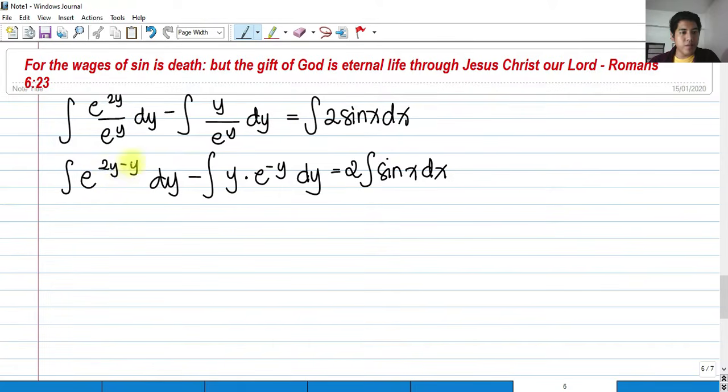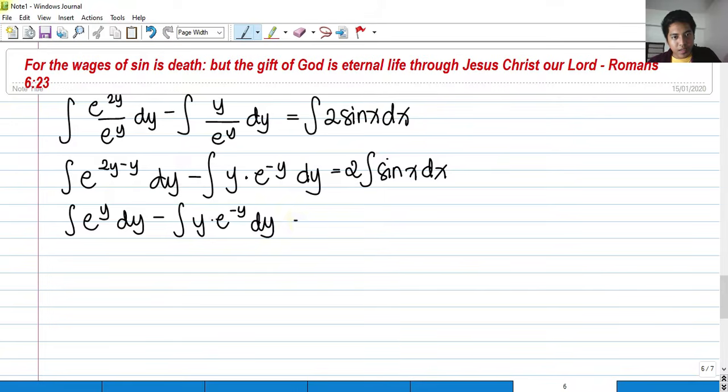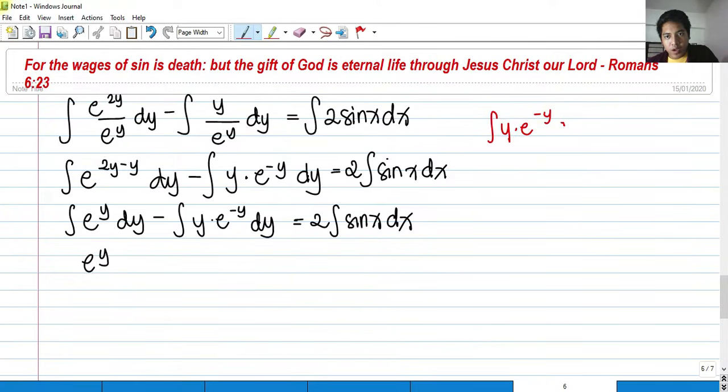So again, if we simplify this, this is simply equal to the integral of e raised to y dy minus y multiplied by e raised to negative y dy is equal to 2 integral of sine x dx. So this, we can simply integrate, and that is e raised to y. But this part, the middle term, the integral of y multiplied by e raised to negative y dy, is an integration by parts. As you can see, we have a polynomial here and we have an exponential.